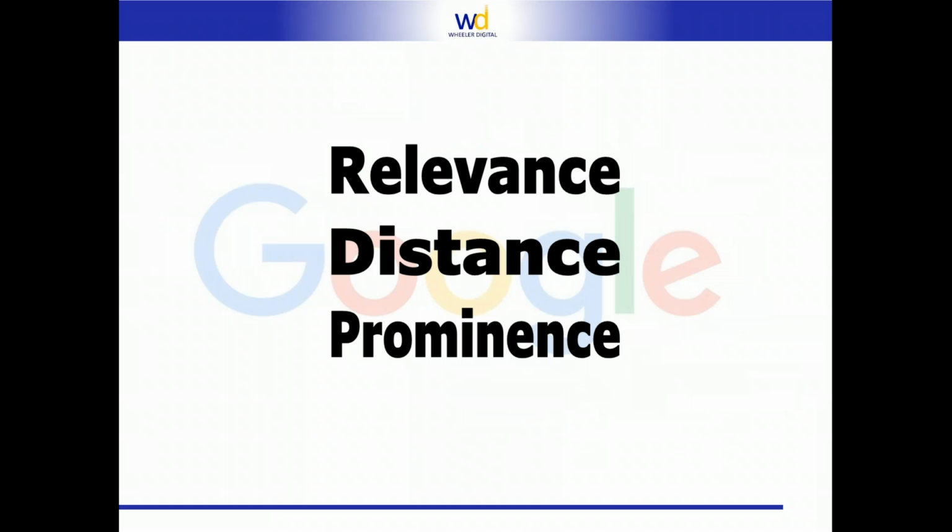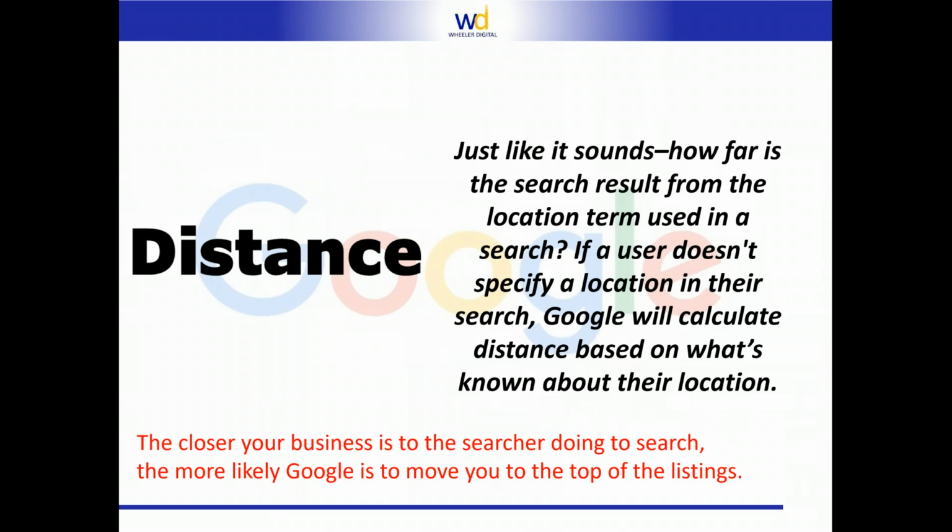The second is distance. And distance is just what it sounds like. It's how far the search result is from the location term used in a search. So basically, the closer your business is to the searcher making that search, the more likely Google is to move you to the top of the listings.